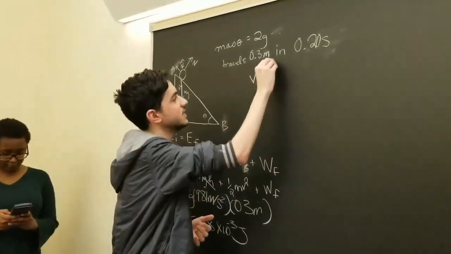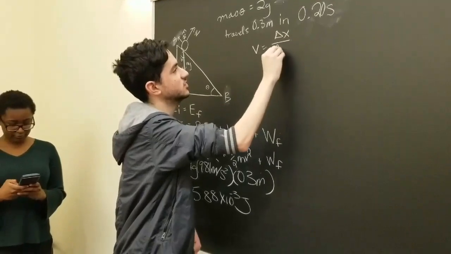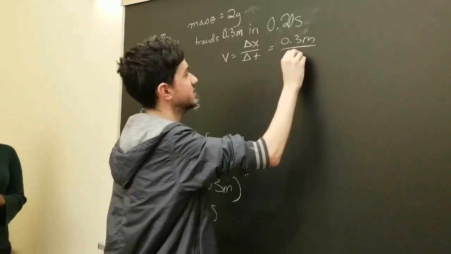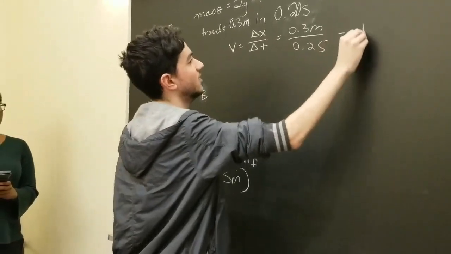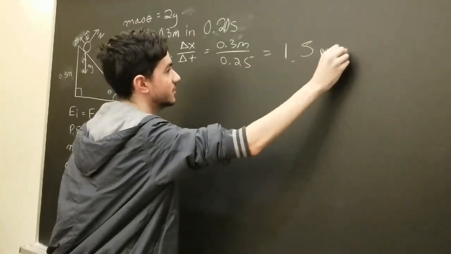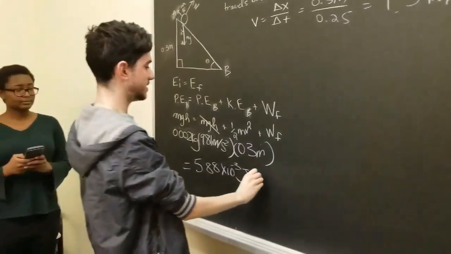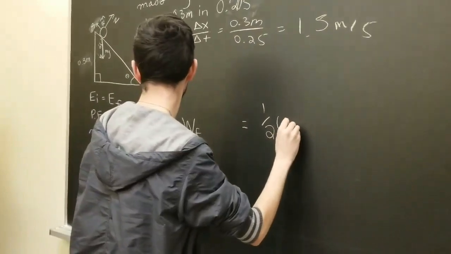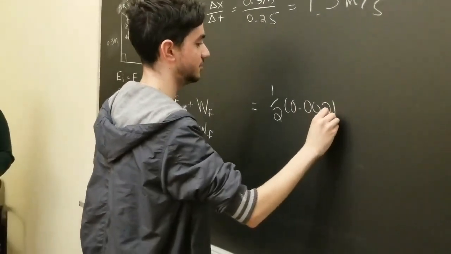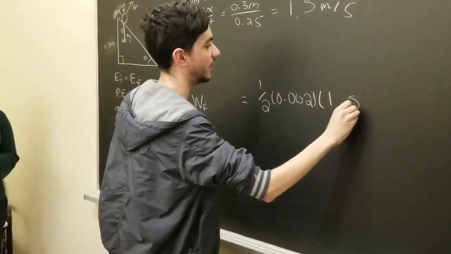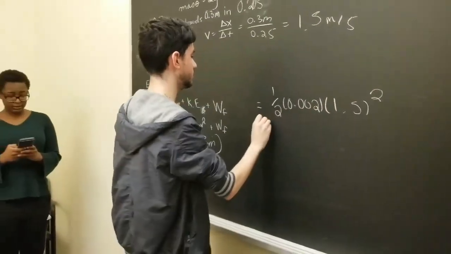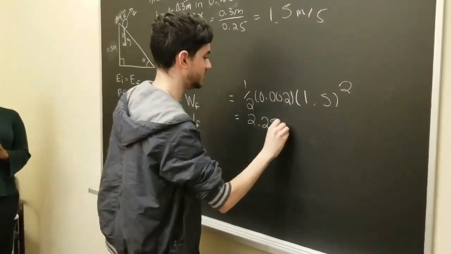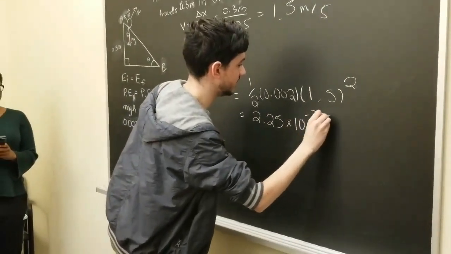And we know that velocity is change in x over change in t, so it's just going to be 0.3 meters over 0.2 seconds, which is 1.5 meters per second. So subbing this into our kinetic energy equation, we get 1/2 times 0.002 times 1.5 squared, which equals 2.25 times 10 to the negative 3 joules.